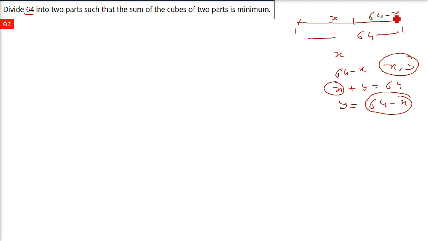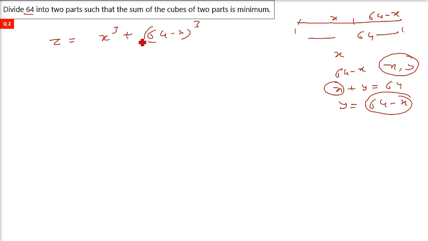This is the first part we have completed. We have divided 64 into two parts. The second part says that the sum of the cubes of the two parts is minimum. Now we are not worried about minimum or maximum; we are more worried about the critical value which we get. So x cube plus (64 minus x) whole cube, because the cubes are being talked about, is equal to z. Now let us just differentiate it.